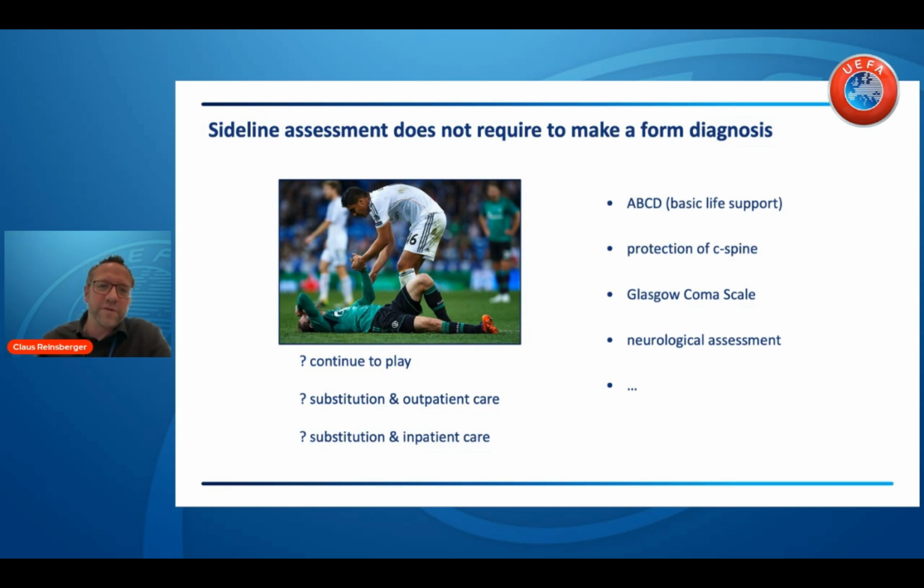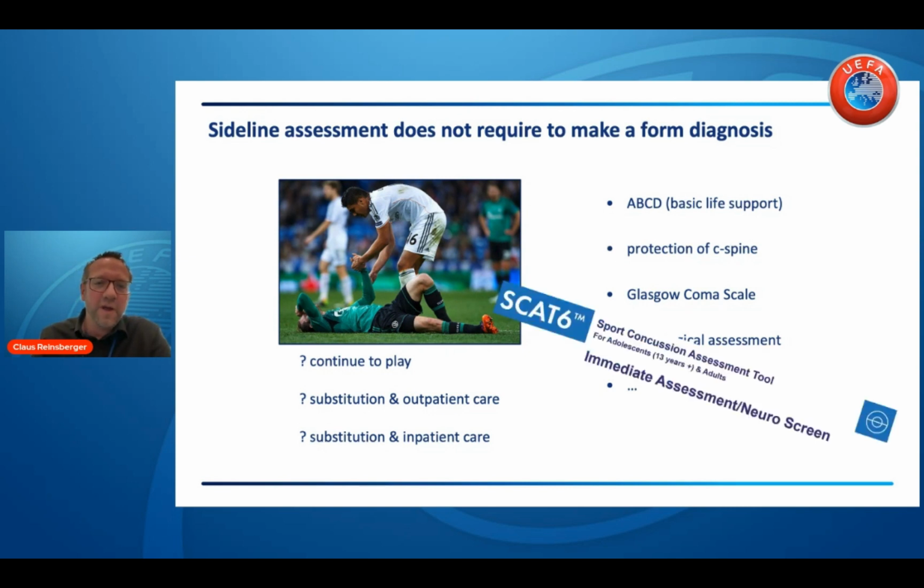And once you have covered all your ABCDs in basic life support, you want to assess and protect the C-spine. You always start with the Glasgow Coma Scale, because at the point of the initial contact, you don't know whether there might be a higher degree of traumatic brain injury occurring. And you apply some sort of neurological assessment, which very often, unfortunately, still causes insecurities, but can be made very easily applicable to all of you, even or especially if you're not a neurologist. And this is where the Sport Concussion Assessment Tool in its 6th version, and the immediate assessment and the neuroscreen comes into play.